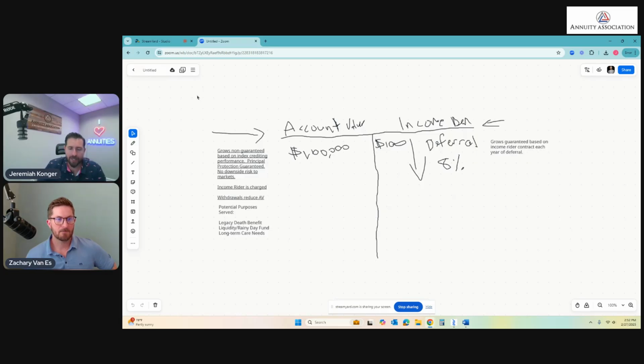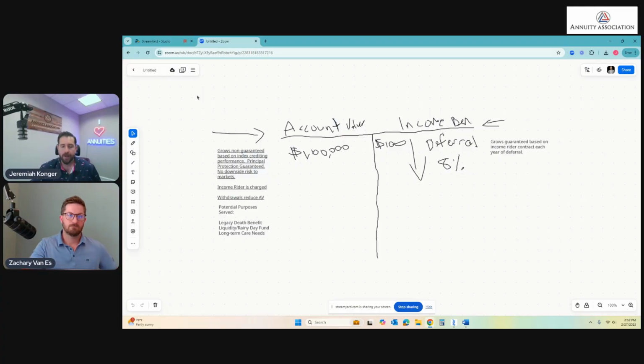So the income rider gives a guaranteed rate of return or growth on that initial premium investment. And it's very powerful because that person knows exactly how much that income will be at the time they go to retire. And it's a great way to eliminate the sequence of returns risk or unfavorable sequence of returns in the markets.